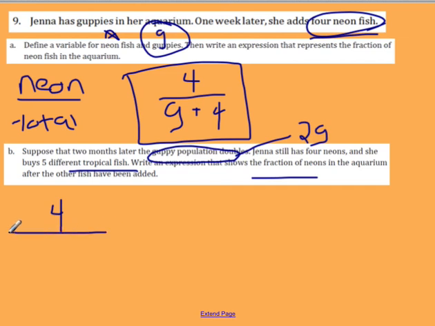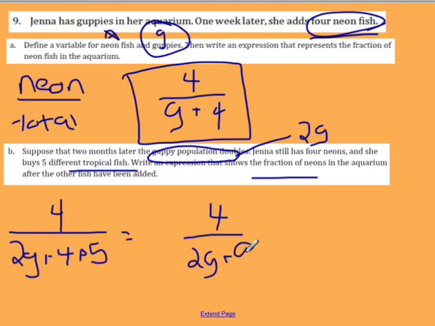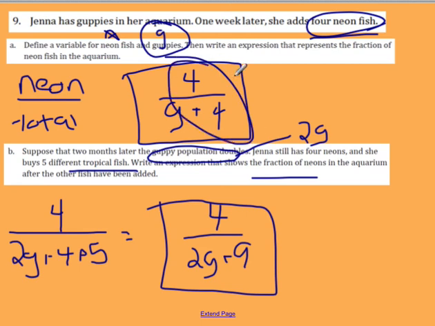Now our total is going to change. We have a doubled guppy population, which is 2G, and then we have 4 neon fish, and we added 5 tropical fish. So then we just need to simplify this out some more. So we have 4 divided by 2G plus 9, and that's your simplified expression. Now recall on problems like this, you can't simplify out the 4 because there's that addition symbol in the middle. So this is your final answer.